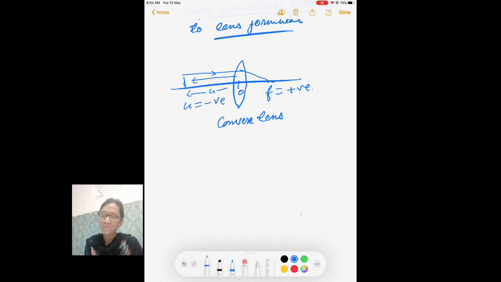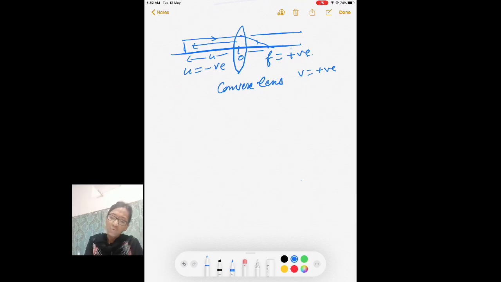So focus positive in case of convex lens, object distance negative, and where the image is forming, if it is forming in a direction in which the ray is coming, in the same direction, then you will be taking v positive. Then you will be taking v positive only.